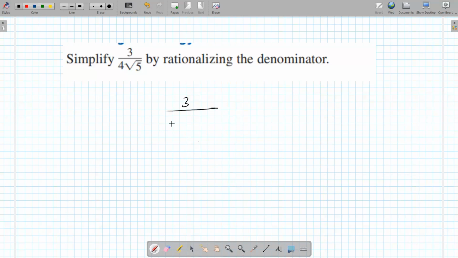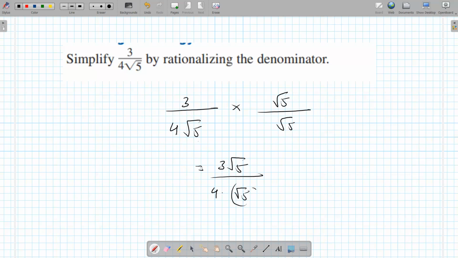So in this case, what do we multiply this by on the top and on the bottom? The root of 5. That's it. So you have root 5 on the top, root 5 on the bottom. And now you're going to multiply the top with the top, you get 3 root 5. Multiply the bottom with the bottom, you get 4 times root 5 squared, like that. And if you have a square and a square root together, they're inverses. They cancel each other out. So anytime you see a root with a square, you just cancel them out. So your final answer will be 3 root 5 over 4 times 5, which is 20. And there you go, that's the final answer.